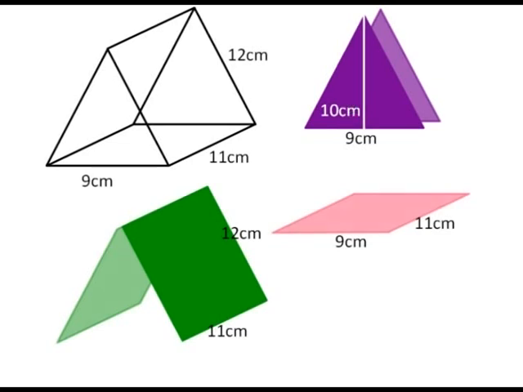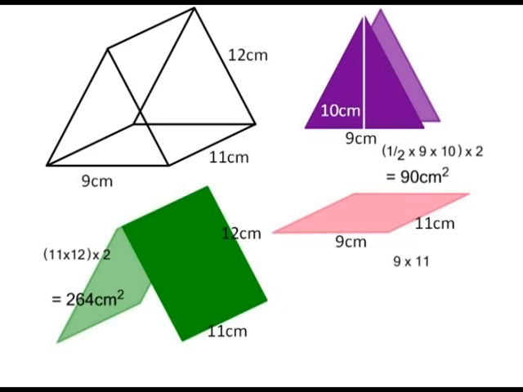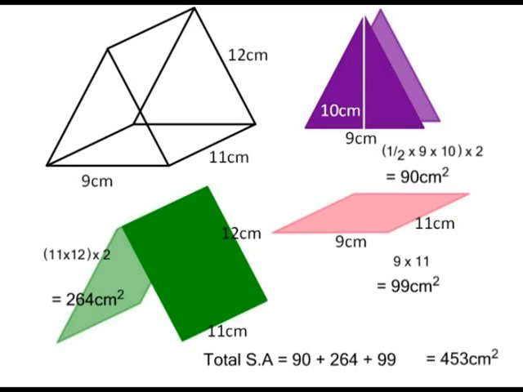And now we can start. Area of the triangles, a half base times height. That's a half times 9 times 10, and there are 2 of them. And that gives us 90 square centimeters. These green rectangles, 11 times 12, and there are 2 of them, and that gives us 264 square centimeters. And lastly, this pink rectangle, 9 times 11 gives us 99, and it's only 1 of it. And so total surface area is 90 plus 264 plus 99, and that gives us 453 square centimeters.